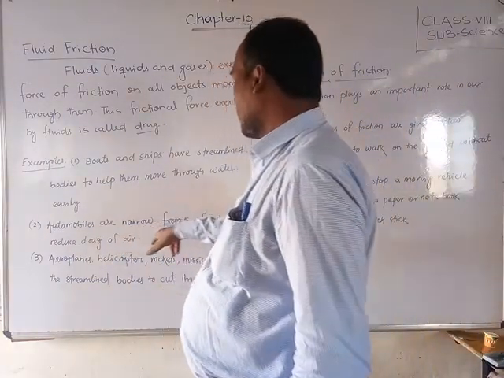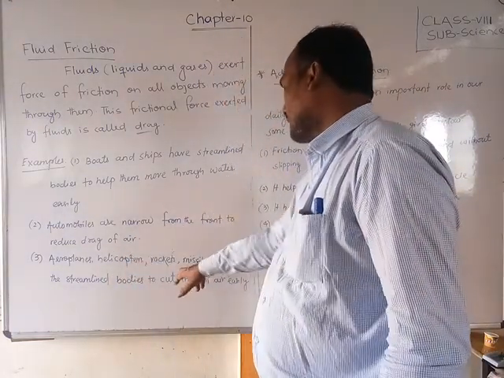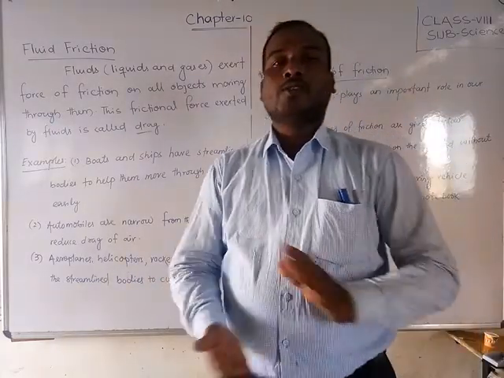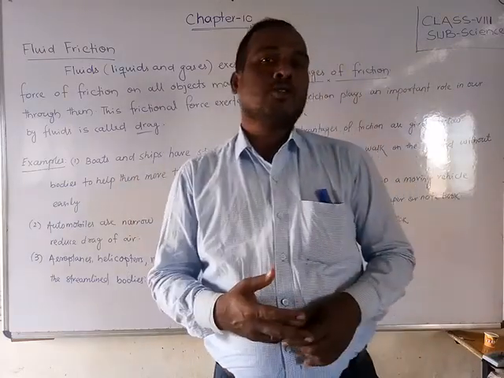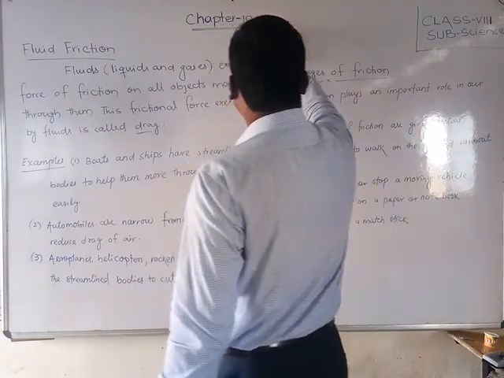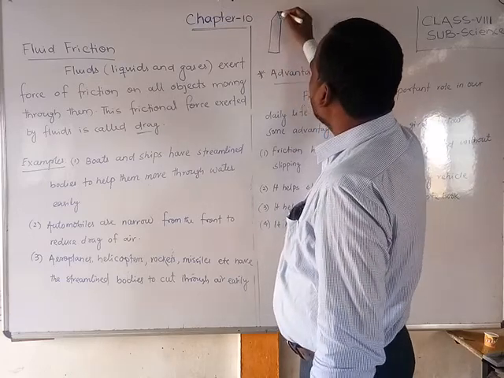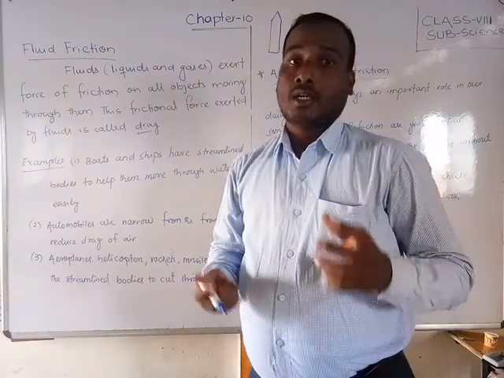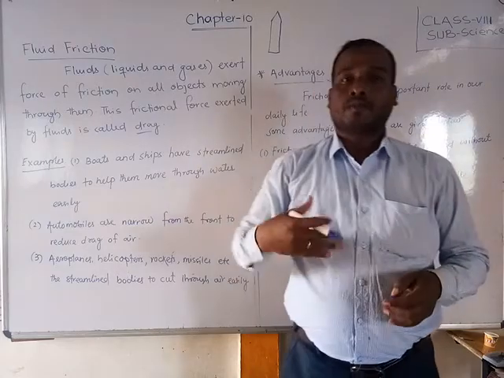So automobiles are narrow at the front to reduce drag of air. Aeroplanes, helicopters, rockets, missiles and so on have streamlined bodies to cut through the air easily. If you see missiles, they are narrow. The rockets you play with on Diwali also have a narrow shape like that. That means streamlined bodies, like a fish, which help to travel or move very easily.